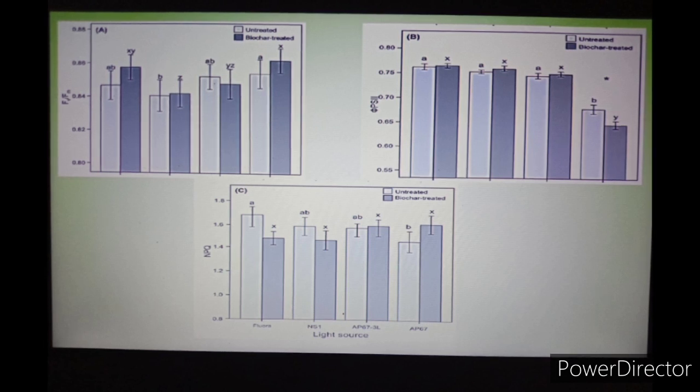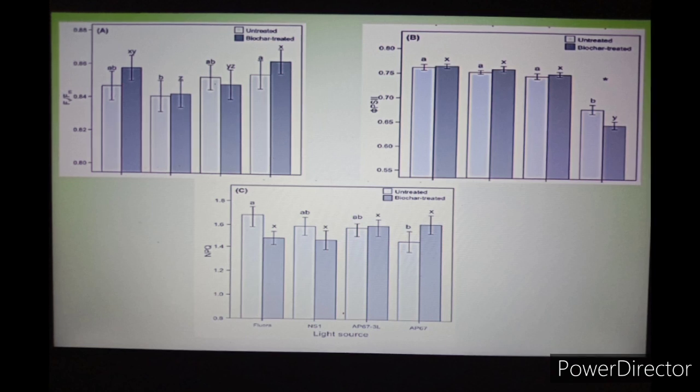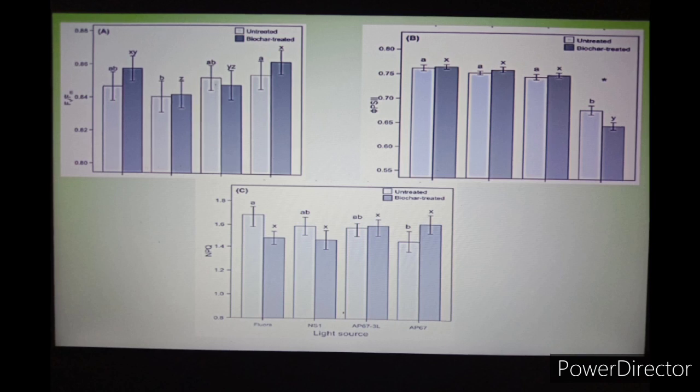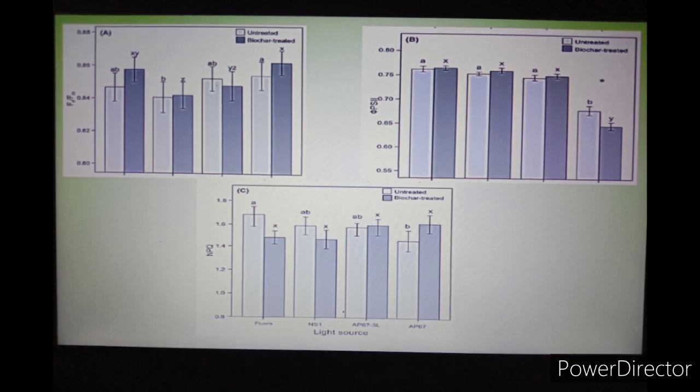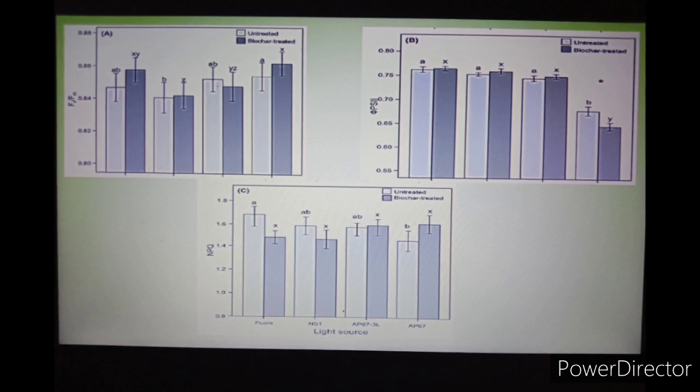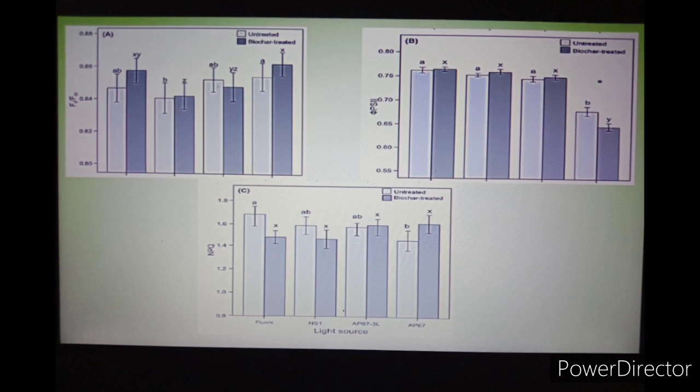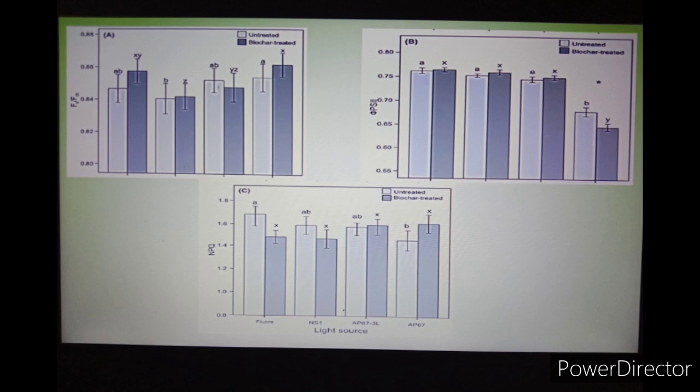0.05. Letters A, B, C indicate the statistically significant differences among lighting types in control plants, which is P greater than 0.05. Letters X, Y, Z, as you can see in the figure, indicate the statistically significant differences among lighting types in BioCar treated plants, which is P greater than 0.05.